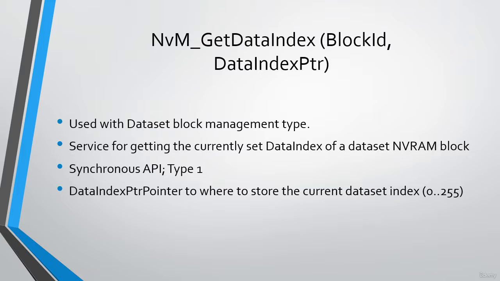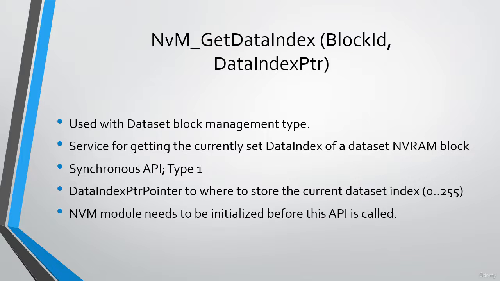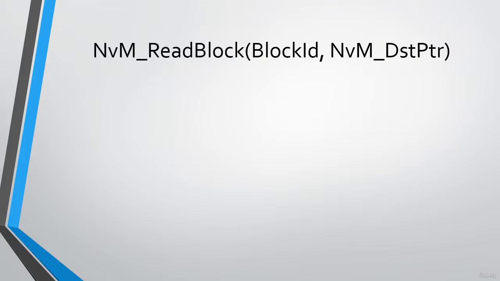Now here you can see the data index pointer is used to store the current dataset index. And before using this API, we should initialize the NVM module. So that's about this get data index API.